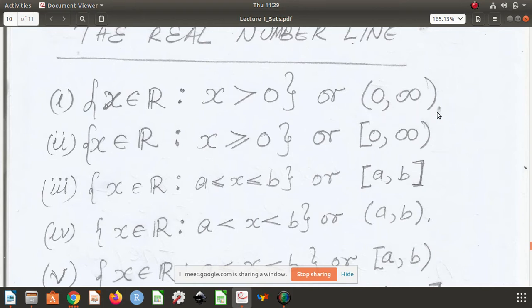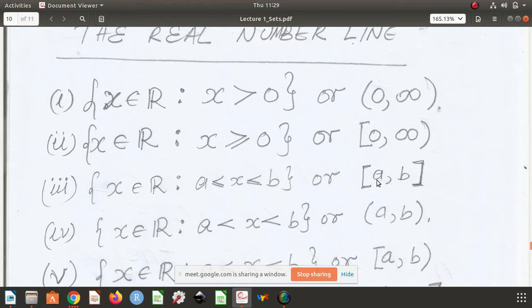So this means the open interval. Open means the numbers at both ends are not included. So from 0 to infinity. Infinity is not a number, so we can't put a square bracket on that side, but on the side that is included we put a square bracket, 0. So this one is an interval of finite length and includes both ends, A and B. This one is normally called a closed interval from A to B.